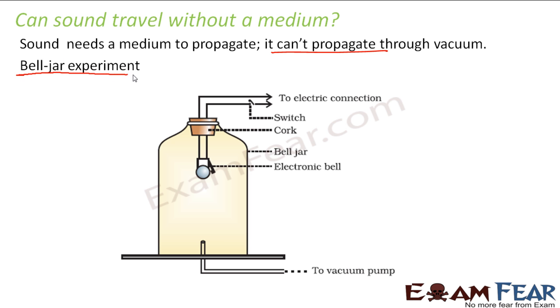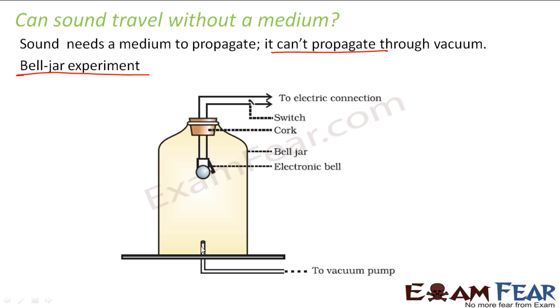In this, what was done was that an electric bell was used. You can see here it is an electric bell. If you press here, sound should come, right? This electric bell was placed inside an airtight glass jar. So this is the jar, and inside the jar we had this electric bell. That is why it is known as the bell jar experiment. This was airtight, so air cannot enter into this glass, right?